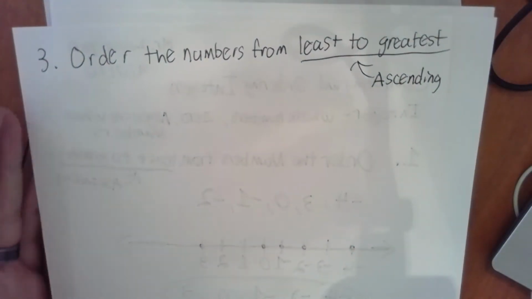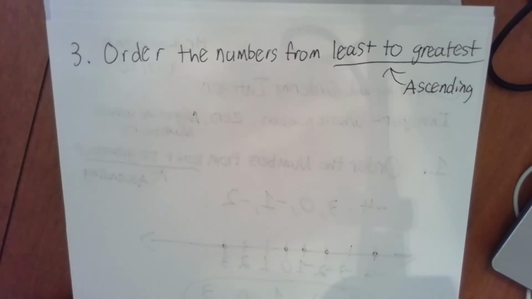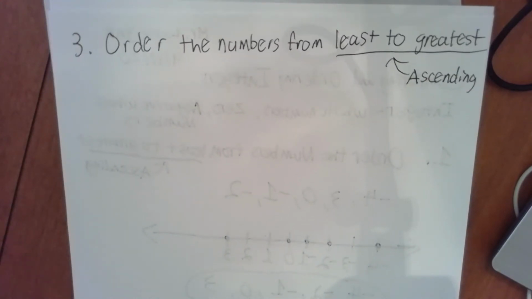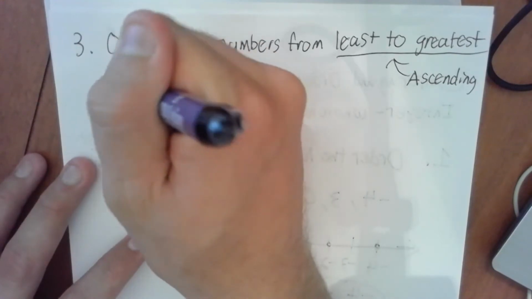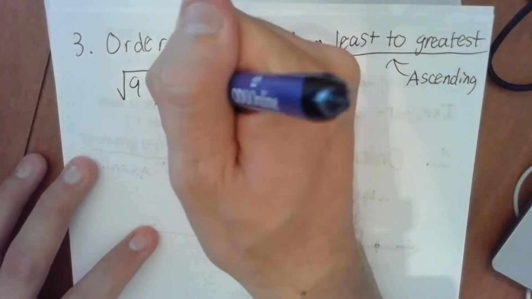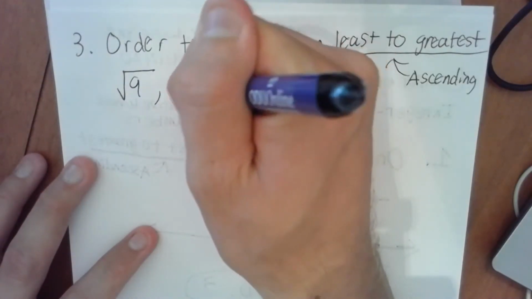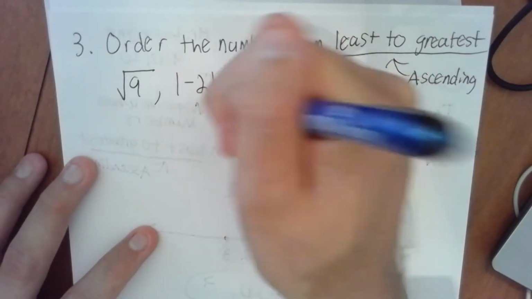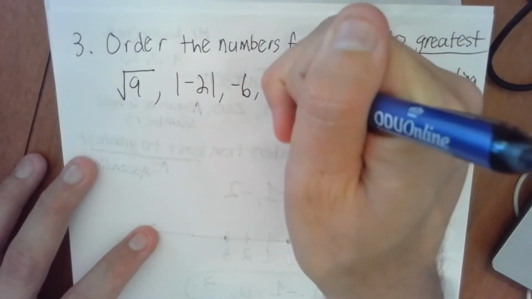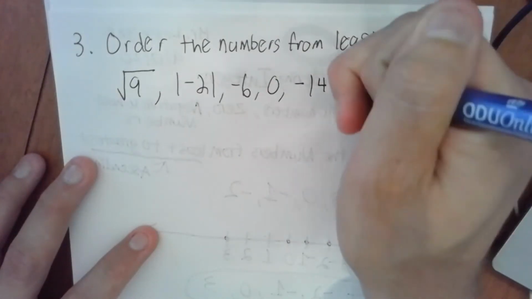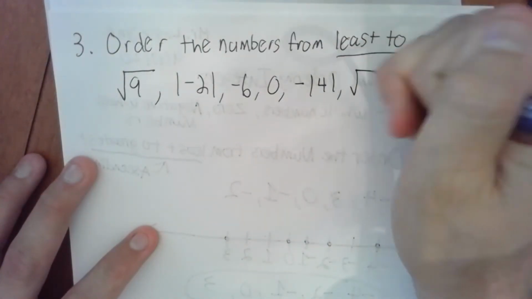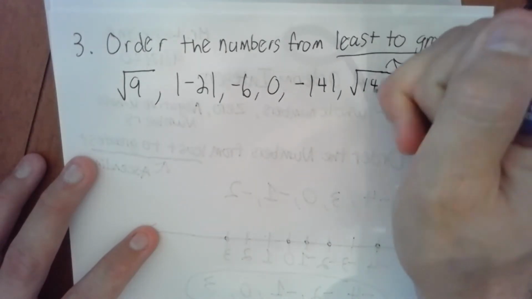Now, instead of me just giving you the numbers like I did on the previous 2 pages, there's going to be a couple more steps. You're not always just going to be handed the number. Sometimes you're going to be given problems like this. Square root of 9. Absolute value of -2. -6. 0. Negative absolute value of 4. And the square root of 144.